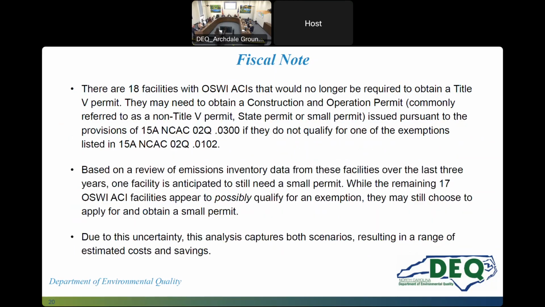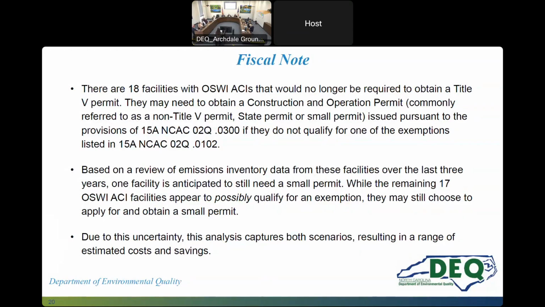So currently in North Carolina, there are 18 facilities with OSWI ACIs that would no longer be required to obtain a Title V permit. They may still need to obtain a construction and operation permit, commonly referred to as a non-Title V permit, state permit, or small permit, issued pursuant to the provisions of 15A NCAC 02Q 300 if they do not qualify for one of the exemptions listed in 15A NCAC 02Q 102.